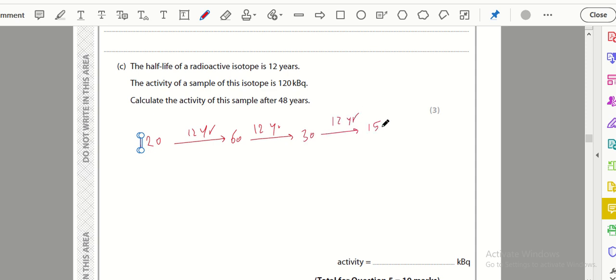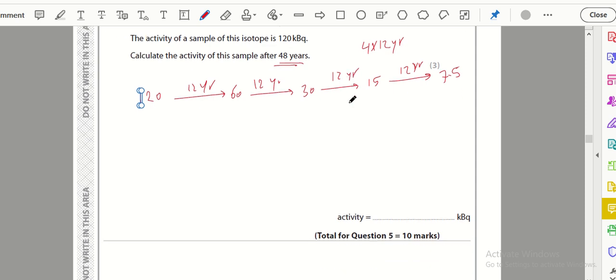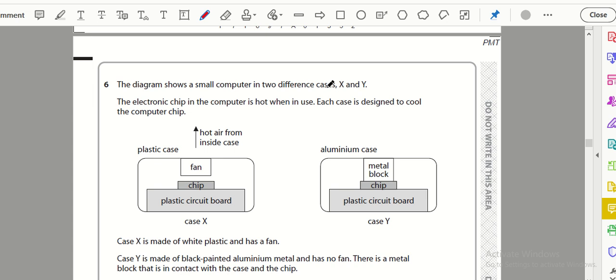till the fourth 12 years or fourth half-life. It will be 7.5. 4 times 12 years is the 40 years that he asks about. So the answer will be 7.5 kilobecquerel.